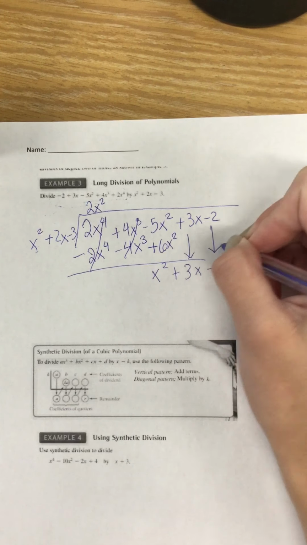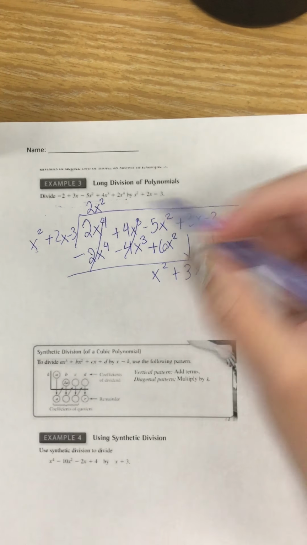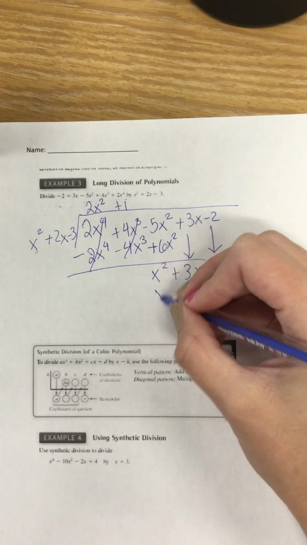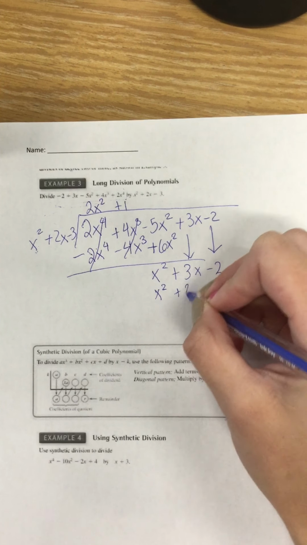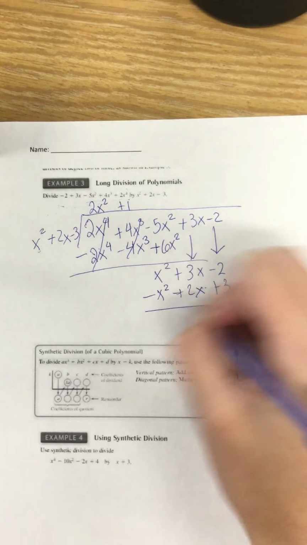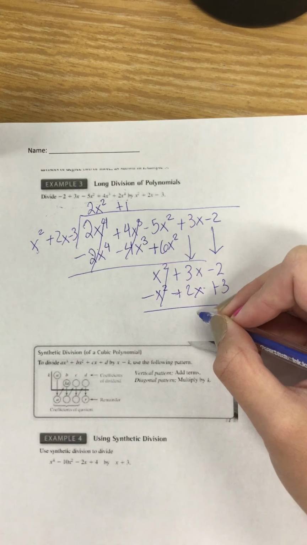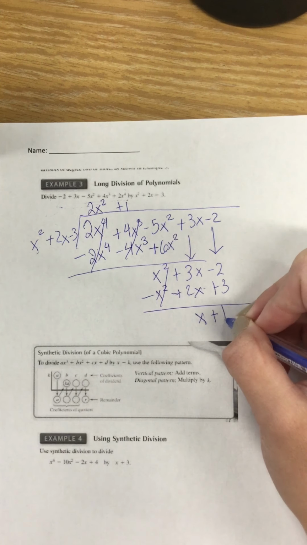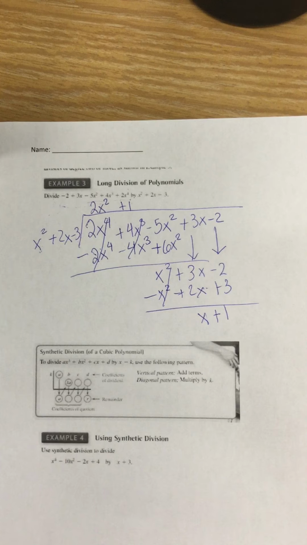I bring those guys down. So now, let's see, I have an x squared, so I say plus 1. So we get x squared plus 2x minus 3. We subtract, we change our sign. This goes away. 3x minus 2x is x. Negative 2 plus 3 is 1. So I have this remainder of x plus 1.